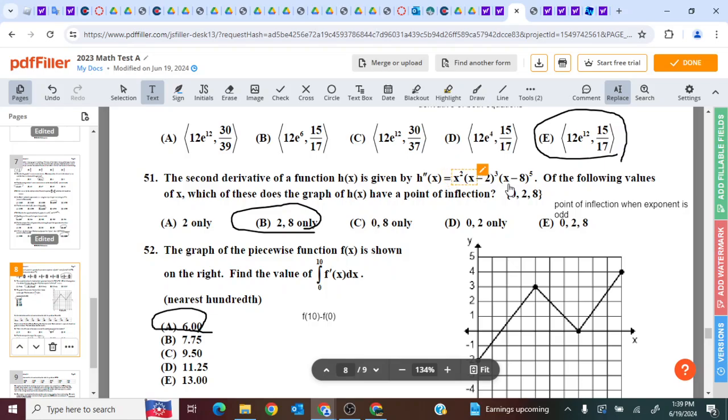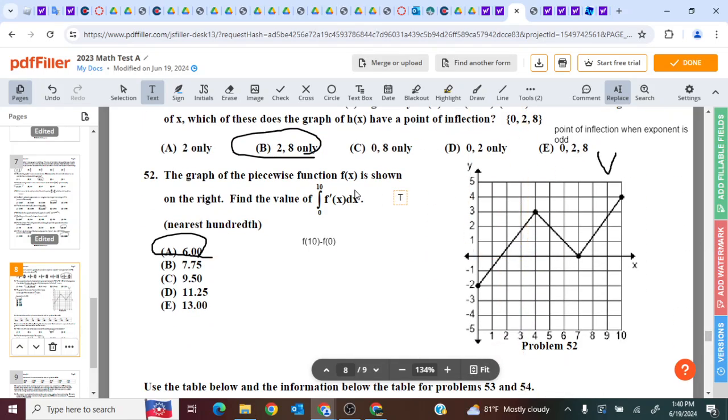51, the second derivative is given by this. Where does it have a point of inflection? Well, point of inflection in the second derivative is given by when that value is equal to 0. However, it must go from positive to negative or negative to positive, which means that the exponent here must be odd. If it was even, the graph of h of x would look like this, and that is not a point of inflection because it goes from positive to positive still. So the values that do that are x equals 2 and x equals 8 here. So the answer is B.